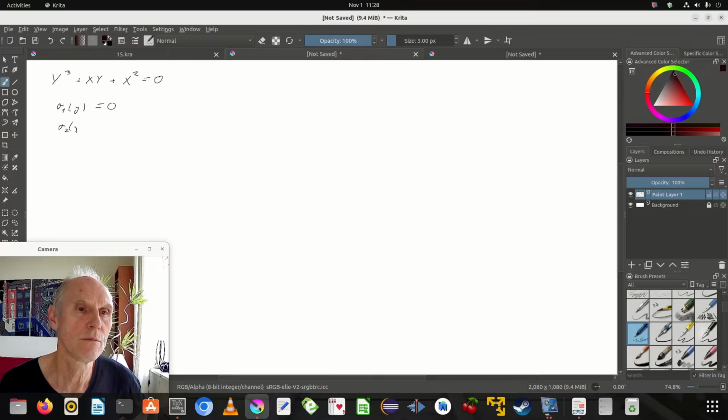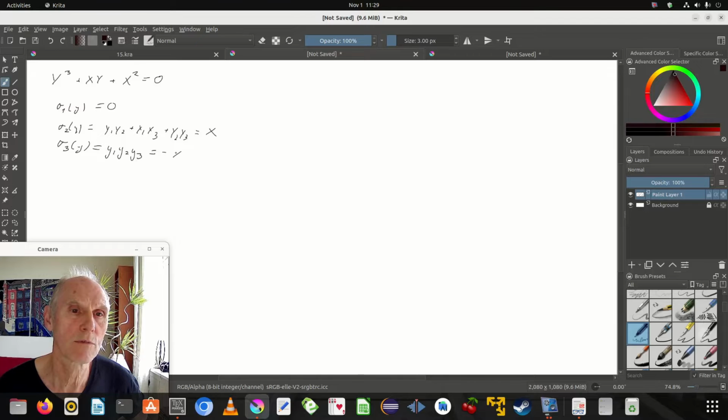Sigma 2 being y1 y2, y1 y3 plus y2 y3. The symmetric polynomial equals x. And the third symmetric one, which is y1 times y2 times y3, then equals minus x squared. So now we do the same thing with x divided by y.